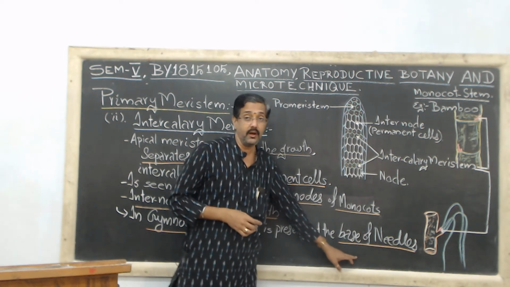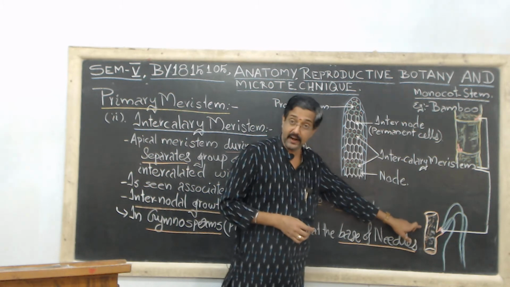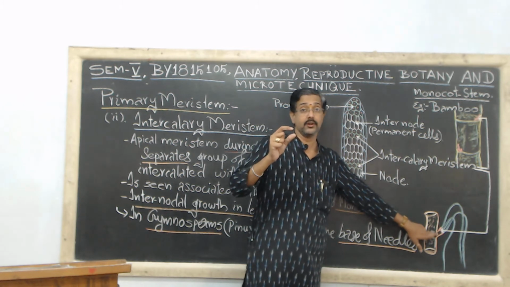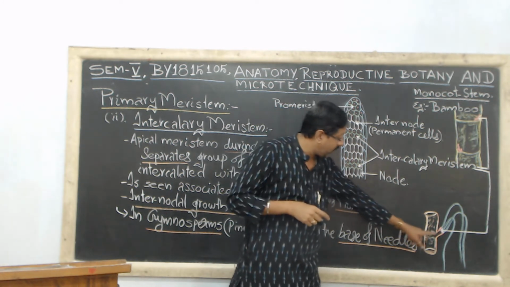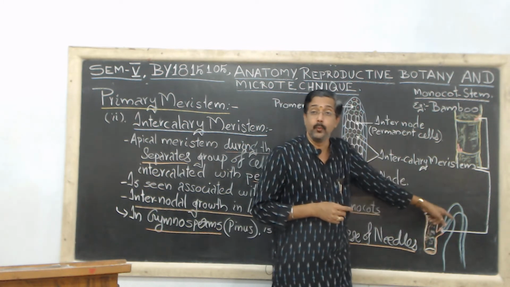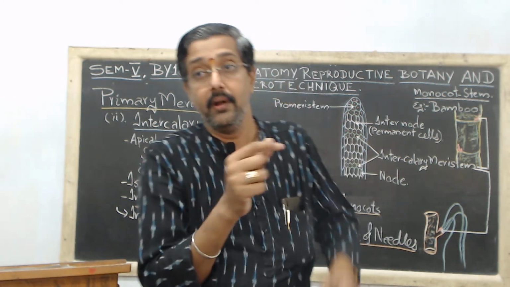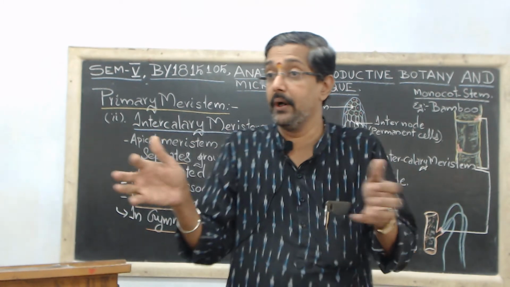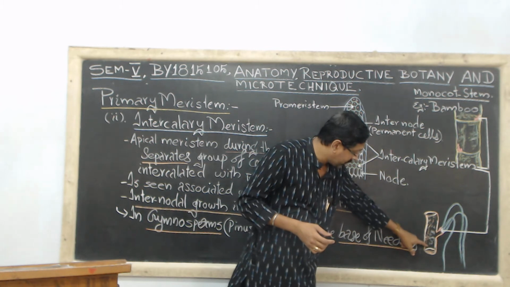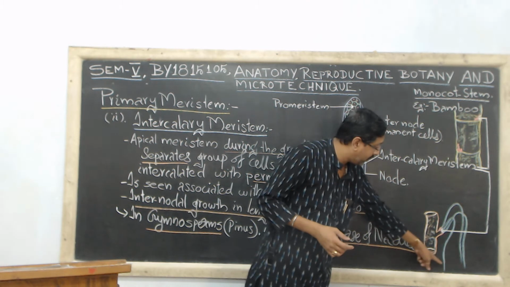Here is the example of gymnosperm. The intercalary meristem is present at the base of the needle. We can see the long shoot, the large branch, and from the long shoot there is a lateral small shoot called the dwarf shoot. From the dwarf shoot the needle-like leaves are produced, and as needle development starts, the length of the needle gradually increases. Here is the long shoot, here is the dwarf shoot, and from the base of the dwarf shoot the needles or leaves are produced.